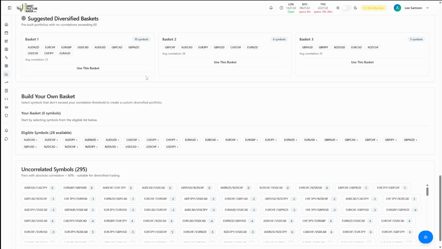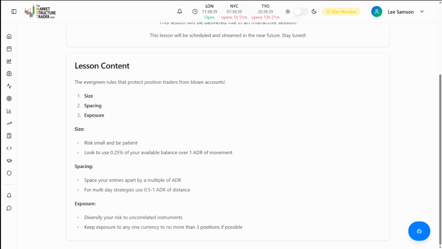So how do these 3 rules interconnect? So here's what makes these 3 rules so powerful. They work together, each one reinforcing the others. Size keeps you patient and able to scale in because you're not getting in with too much risk on every single trade idea that you take. Spacing ensures your scaling actually improves your position as price pushes against you and doesn't over leverage you by getting in too close together. Exposure ensures one market can't wreck your entire portfolio or your entire account.